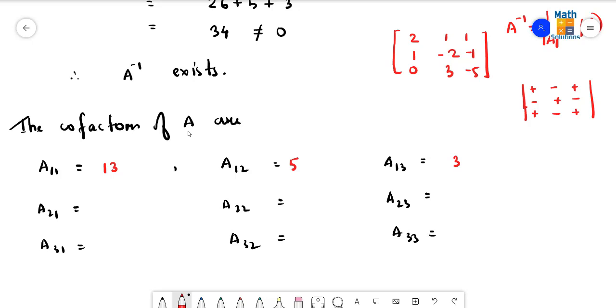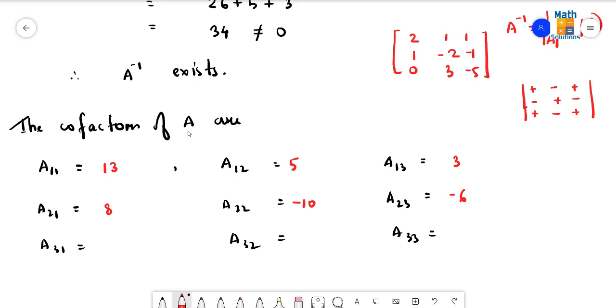Then for A21, what did I get? For A21 it will be minus of minus 5 minus 3, which means it is 8. Then A22, for the middle one, will be minus 10. So this is minus 10. And for the third place it will become minus 6 because the negative sign convention is there.